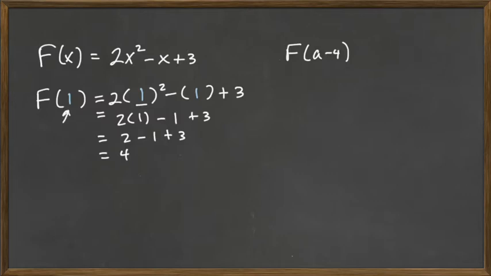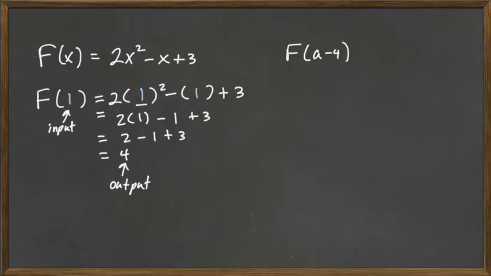1 is our input, and our output, our answer here, is what we call the output. So you're going to plug in a value. We're replacing x with some value, and you're going to plug that into the function, and whatever you get when you simplify it is your output.